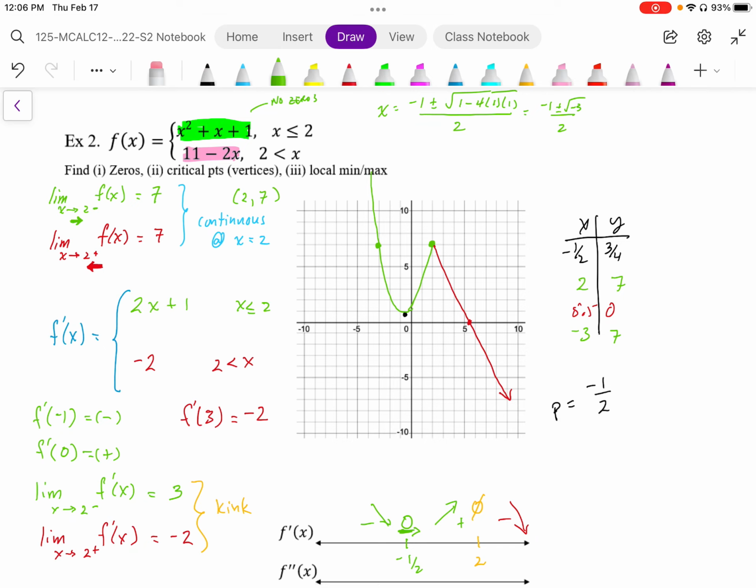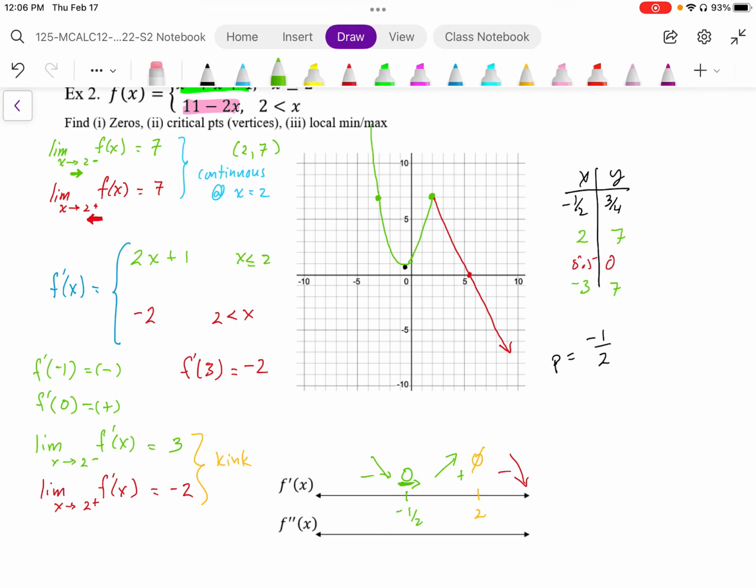And I can see that I have a kink in the graph, and it's not a point of discontinuity, but the derivative is undefined there because the slope from one side is different than the other. And again, when I see that the left-sided slope and the right-sided slope are different, I end up with what we call a kink in the graph.